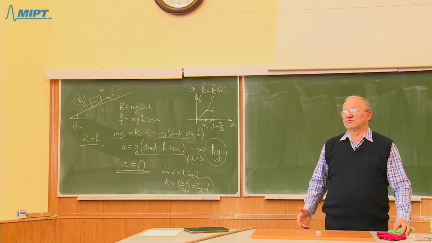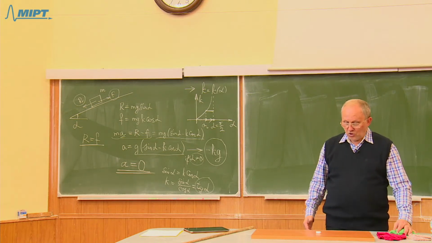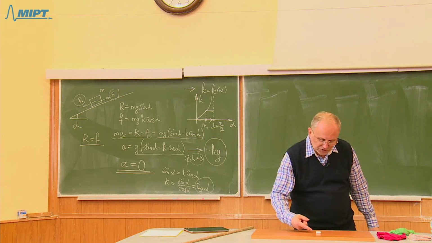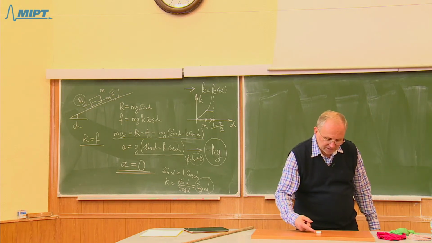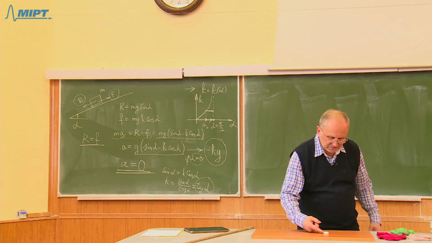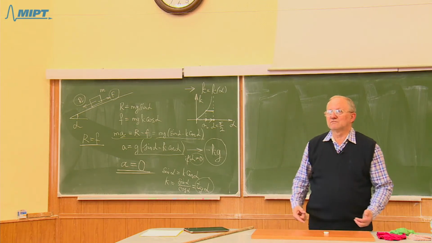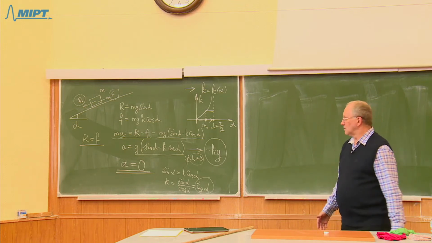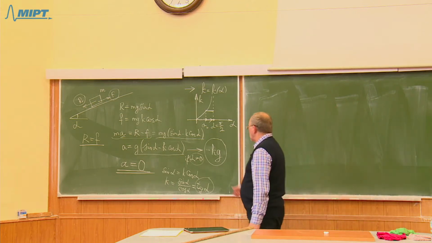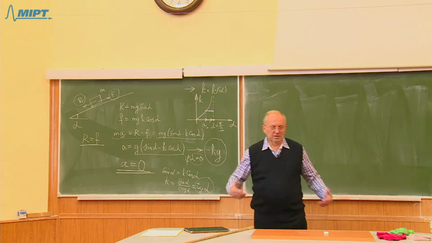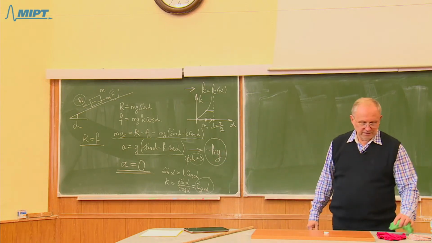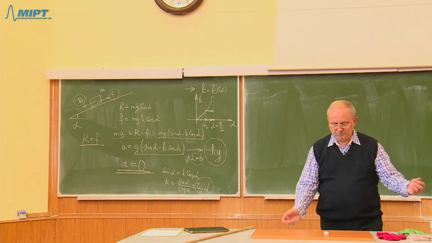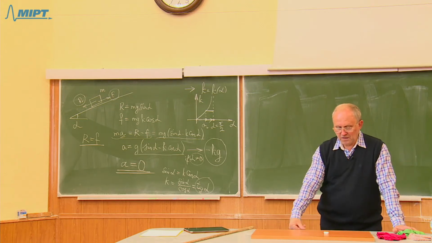When do you have a force of friction? Only when you try to push this object sideways. When I try to push it, then there will be a force of friction, and some coefficient of friction will come into play and will somehow provide the force of friction.